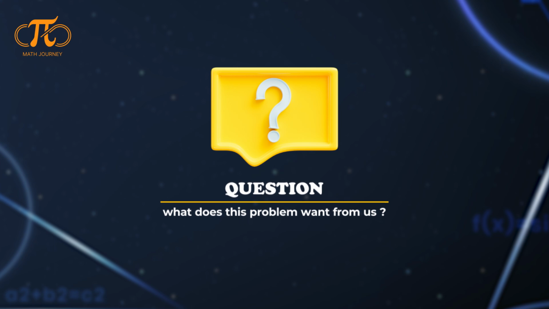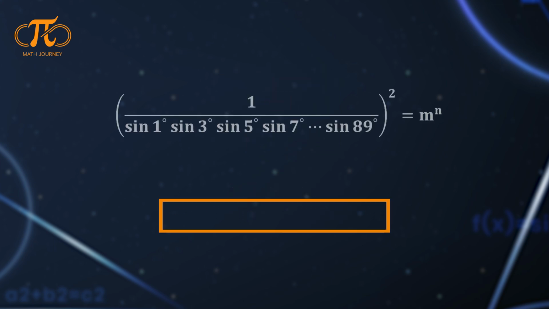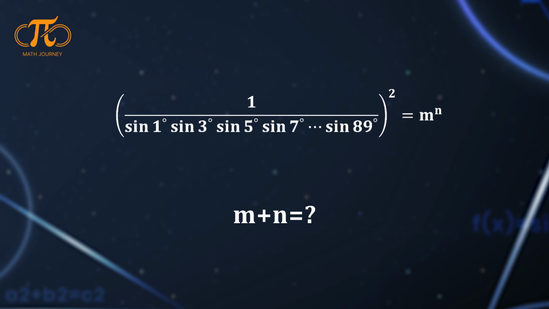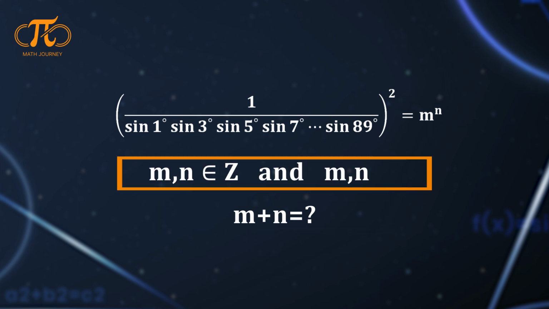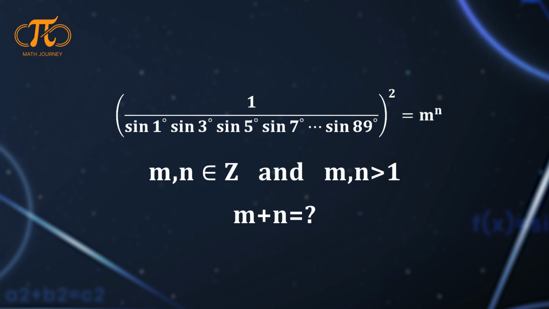So, what does this problem want from us? We need to find the value of m plus n if we can express the square of this fraction as m to the power n, where both m and n are integers and greater than 1. The fraction in question has a numerator of 1 and a denominator that's a product of sine functions at odd angles: sine of 1 degree, sine of 3 degrees, sine of 5 degrees, and so on, up to sine of 89 degrees. Few seconds to let that sink in.